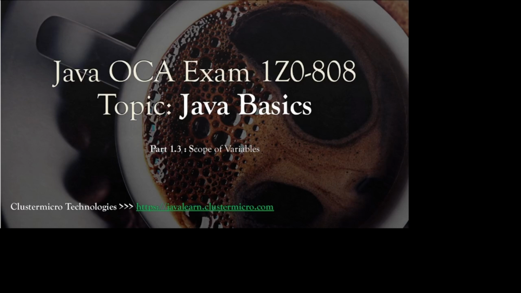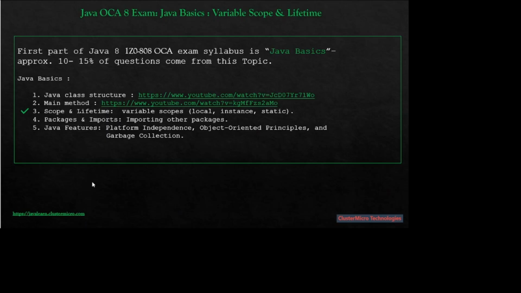So today we are going to talk about scope of variables as part of Java Basics, part 1.3. The first part of the Java OCA exam is Java Basics, as we have discussed, and we have already uploaded 2 videos. You can check Java class structure, that's the first YouTube video. The second YouTube video is main method. Today we are going to talk about scope and lifetime, variable scopes: local, instance, and static.